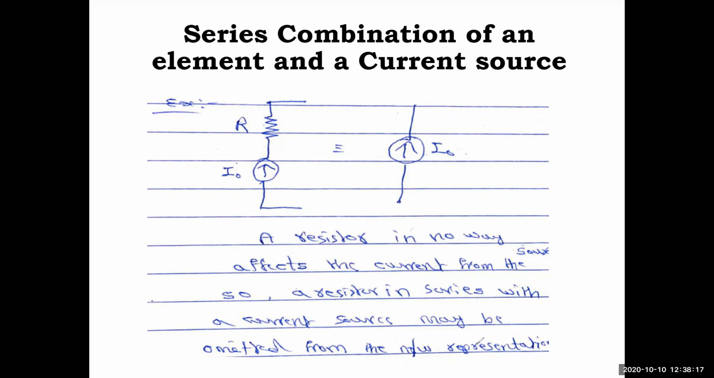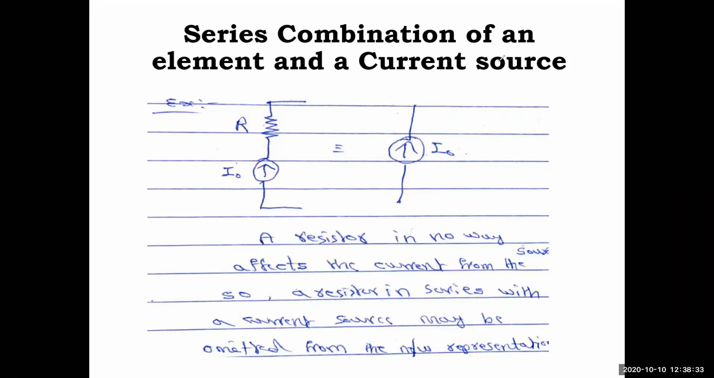There may be lots of elements like this, trivial elements, present in your network. You should remove them by using these two properties. This is the first property: any element in series with an ideal current source should be a current source itself.